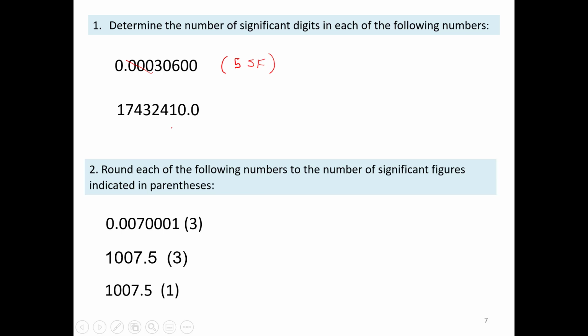What about the last one? In the last one, all the numbers are significant, including the zeros. All are significant because this 0 is after the decimal point. It's to the right of the decimal point. Then we had 1, 2, 3, 4, 5, 6, 7, 8, 9. And this number, we had 9 significant figures.